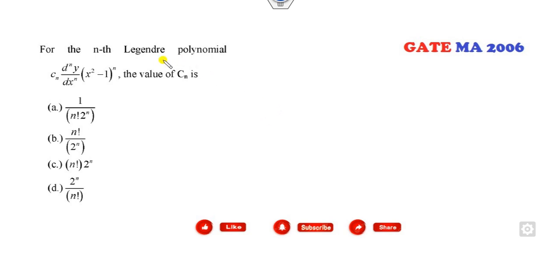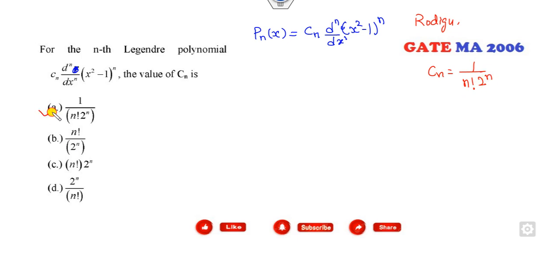Okay, for the Legendre polynomial here, my P_n(x) is given to you as C_n times the nth derivative of (x square minus 1)^n. This is the Rodrigues formula, and you know what C_n is: C_n is 1 over 2^n n factorial, so that is the right answer. But what will happen if you forget in the examination? Again, as I told you, take n equal to 1.